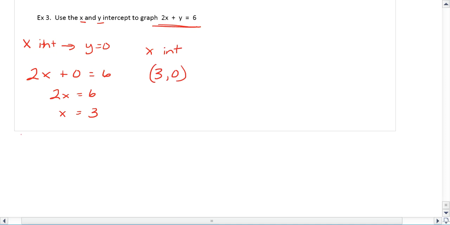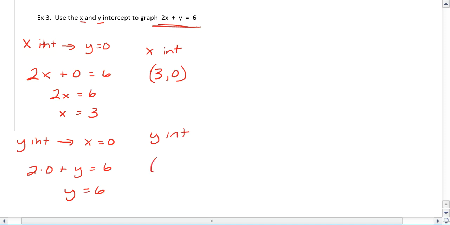Now let's do the y-intercept. Remember, where it crosses the y-axis, that's where x is 0. So let's put this 0 into the equation for x. 2 times 0 plus y equals 6. Therefore, y equals 6. So now we know that the y-intercept is the ordered pair 0, 6.